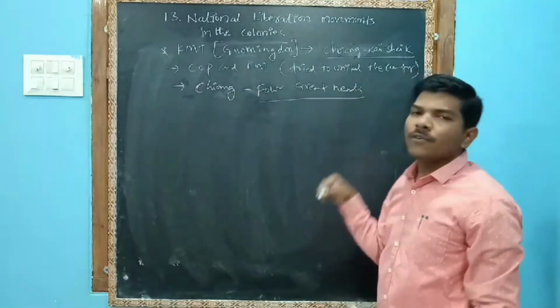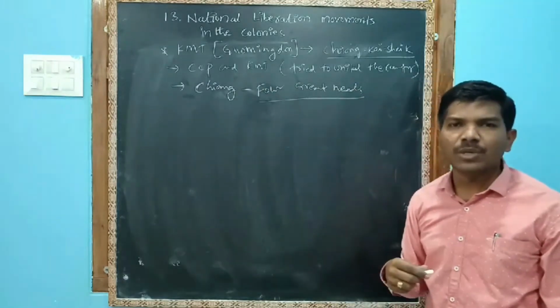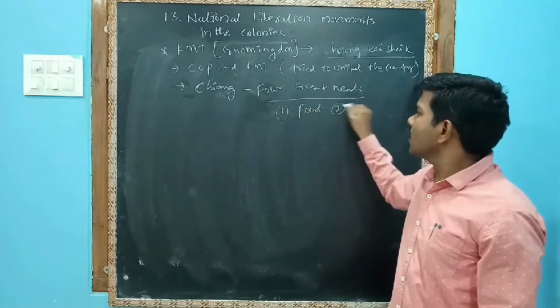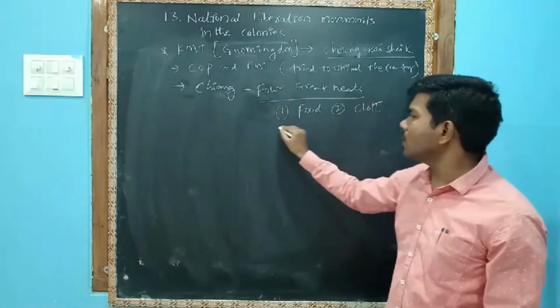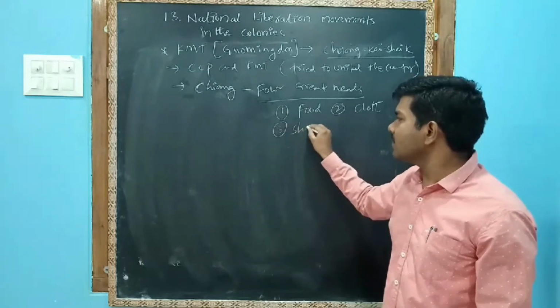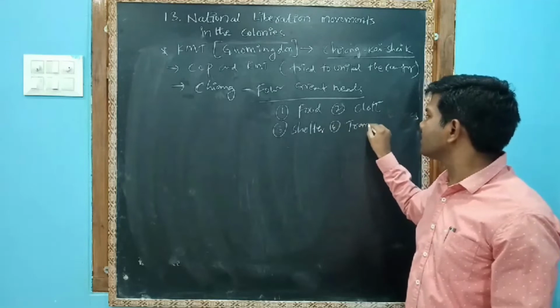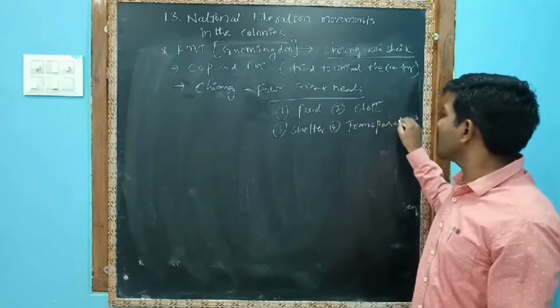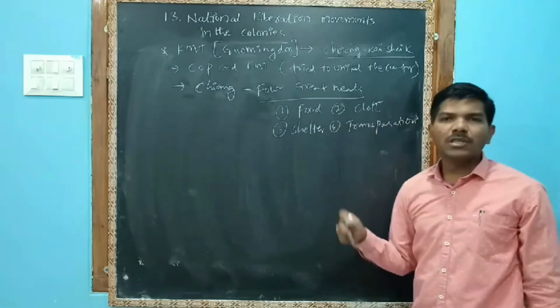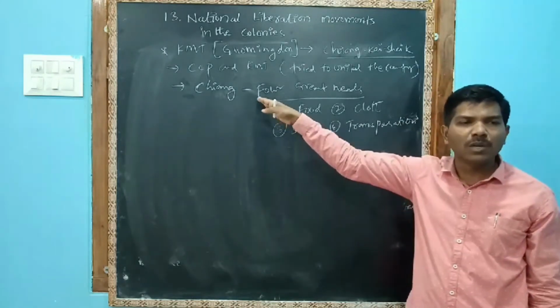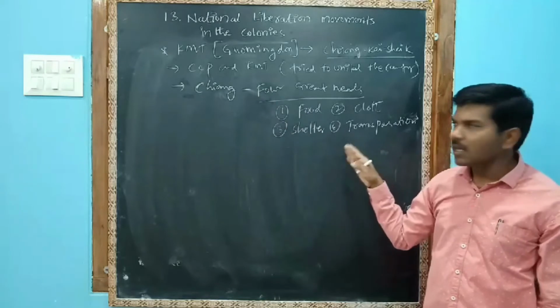Four great needs. He thought that we have to provide four great needs to each and everyone. First one is food. Second is clothing. Third one is shelter. Fourth one is transportation. So these are the four important needs he believes. Chiang Kai-shek usually believes in it.